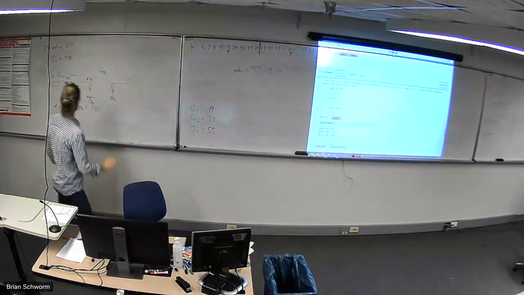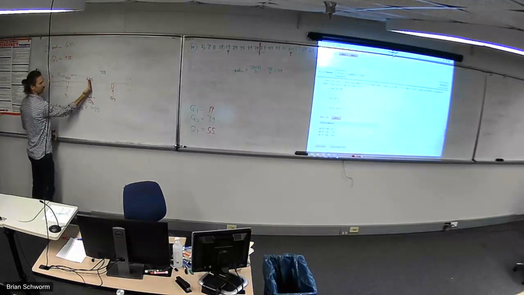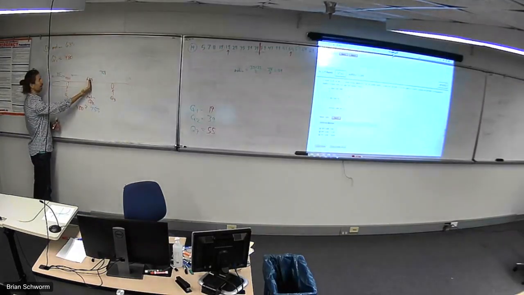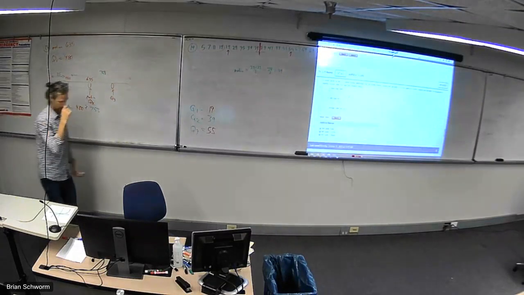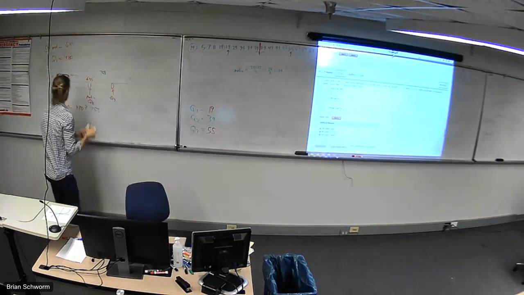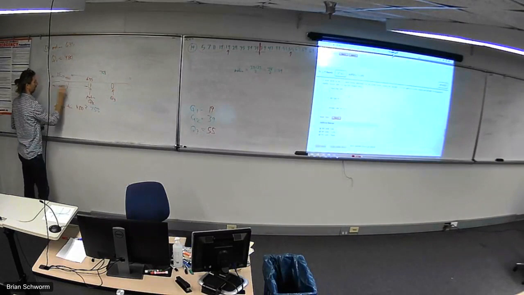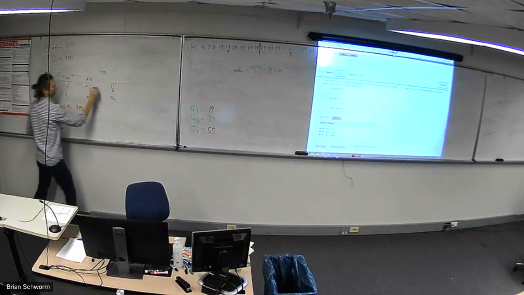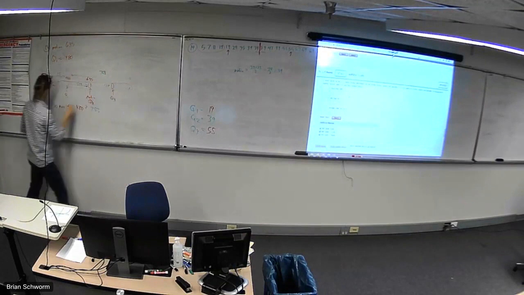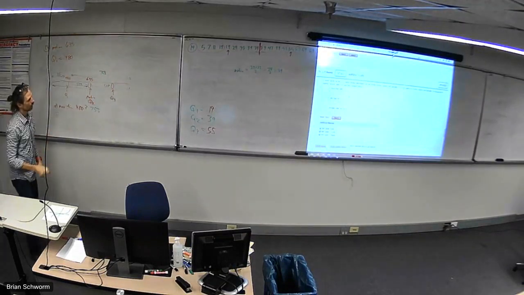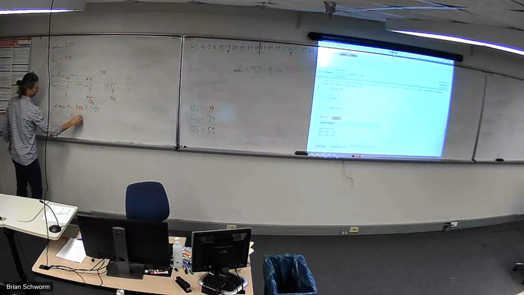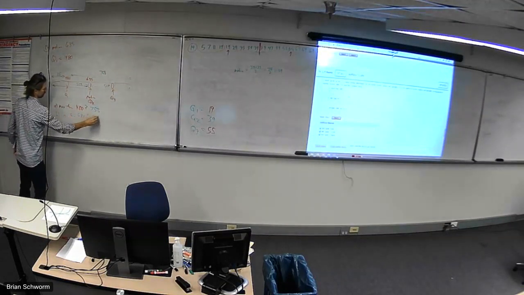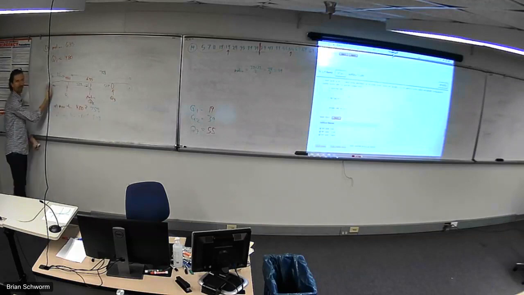Part B: less than 635. 635 is the median. It's in the middle, so it's splitting it in half: 50% below, 50% above. They're asking about below 635, so that's 50% below.